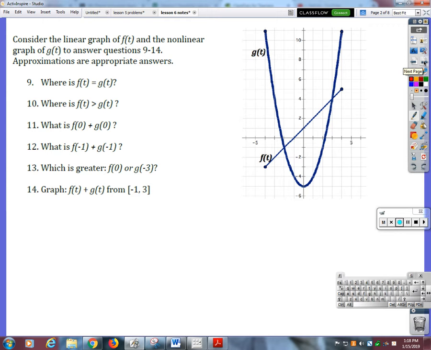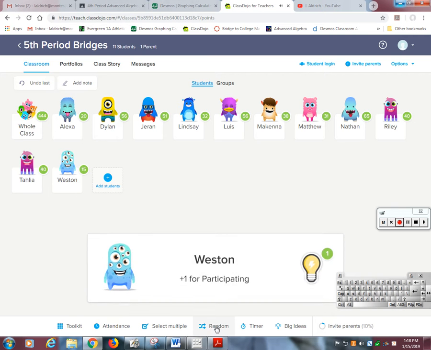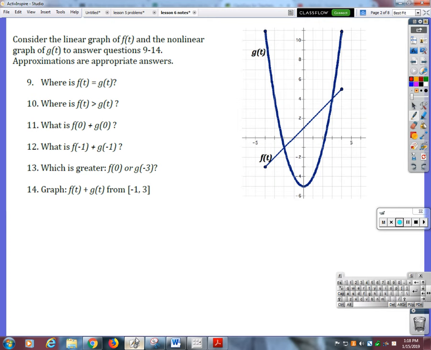Okay, next one. So consider the linear graph f of t and the nonlinear graph g of t for these questions. First question, where are they equal? And this time, since we have a linear graph and a nonlinear graph, there's actually 2 places, Riley, where they are equal. What are the coordinates of the points where those graphs are equal, where they cross? If you're having a hard time seeing all the way up here, remember you do have this in your packet that you could look at right in front of you.